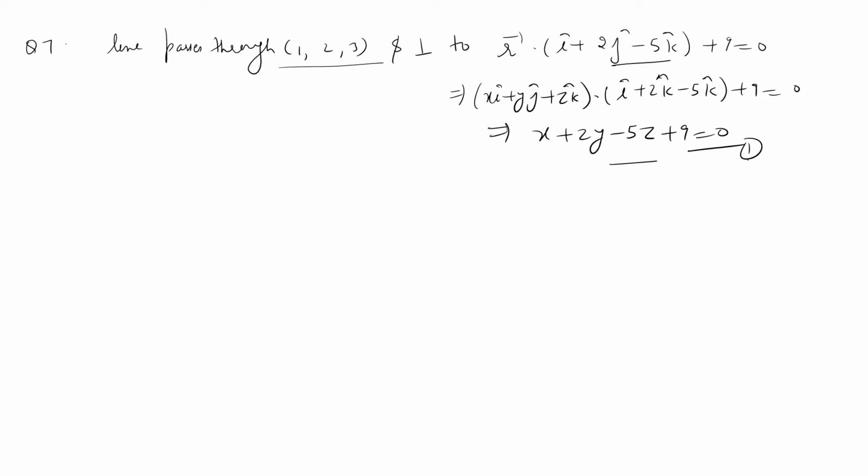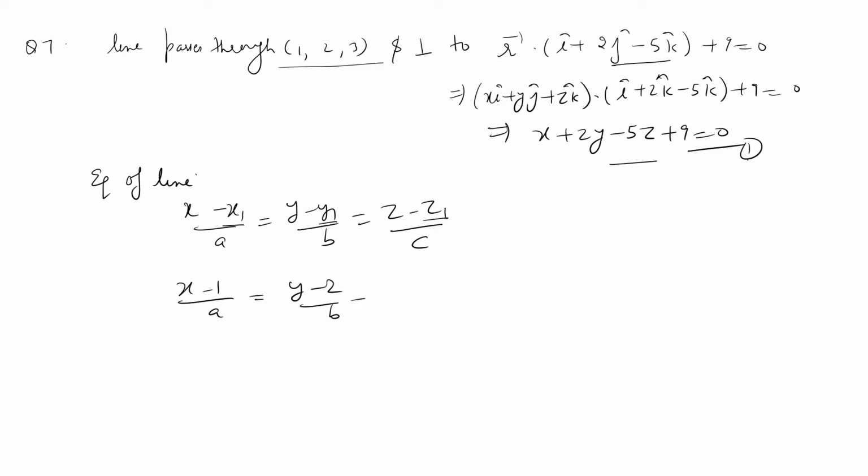Now we need to frame the equation of the line. Say I'm working out the Cartesian form. You know that the equation of a line in Cartesian form passing through one point is x minus x1 upon a is equal to y minus y1 upon b is equal to z minus z1 upon c, where x1, y1, z1 are the point from which it is passing. So it is x minus 1 upon a, y minus 2 upon b is equal to z minus 3 upon c. I'm just left with the direction ratios. Direction ratios are required and then this question will be done.